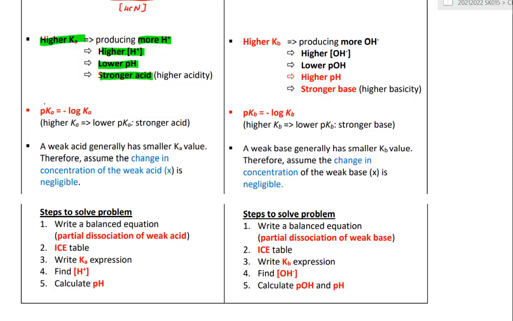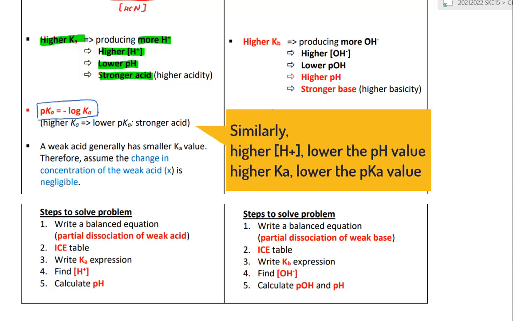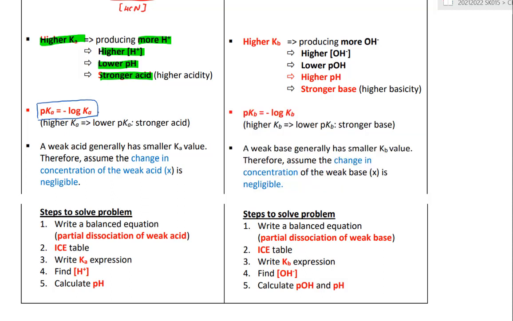We have a formula for this: pKa equals negative log Ka. The Ka value normally will be given in the questions, or you are requested to find the value of Ka. So it's similar, pKa equals negative log Ka. The higher the Ka value, the lower the pKa value. Therefore, it is a stronger acid.